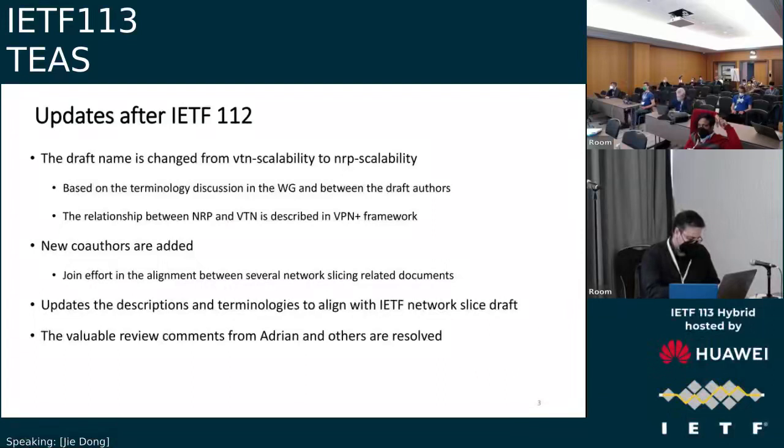And the relationship between the NRP and the VTN is described in the VPN Plus framework draft. So we would suggest to give it a review, and any feedback would be appreciated. In this version, we also add new co-authors as part of the joint effort in alignment between the several network slicing related documents. The next change is some updates about the descriptions and terminologies to better align with the IETF network slice draft. The last one, but not the least one, we try to resolve all the valuable review comments from Adrian and others on the mail list. So thanks a lot for the valuable comments.